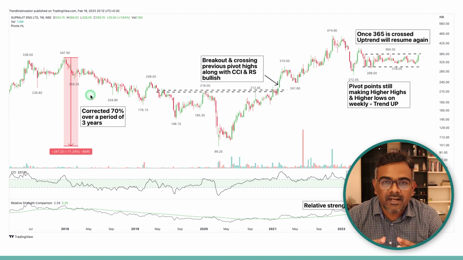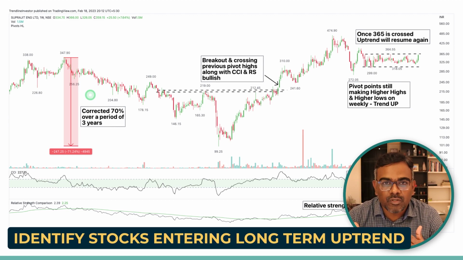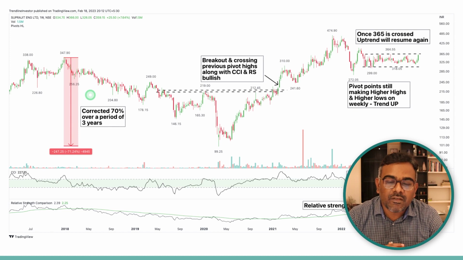You need to always identify stocks which are entering a long-term uptrend because they are the best stocks to give you a very good risk reward, and they can sometimes be multi-baggers. They can sometimes give you 30-40% returns quickly in a few weeks or a few months, or sometimes they are also good for swing trades. So first thing is pivots.